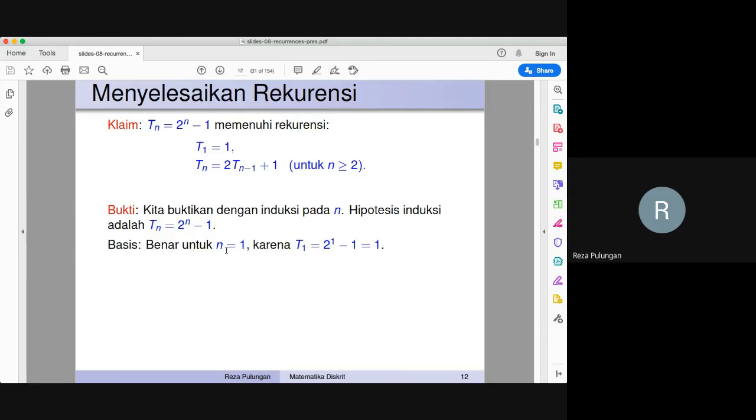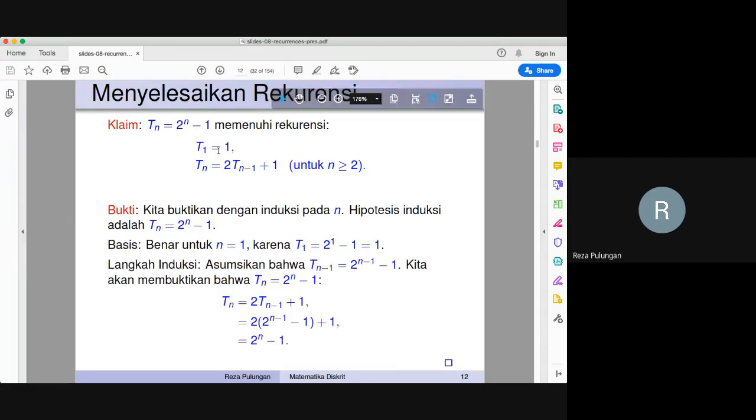You plug it into this formula. So T1 will be 2 to the power of 1 minus 1, which is equal to 1, which is equal to the recurrence. The recurrence also says that T1 must be equal to 1. So this is okay. Let's continue with the induction step. Assume that Tn minus 1 is equal to 2 to the power of n minus 1 minus 1.